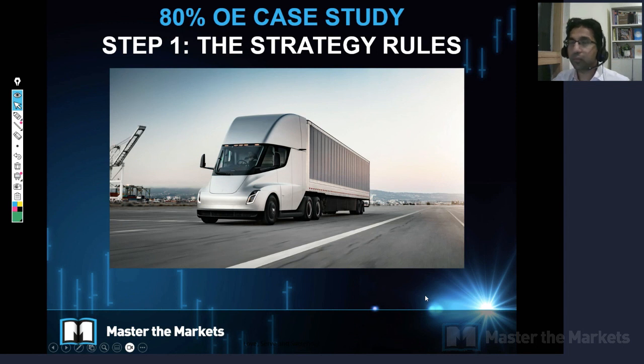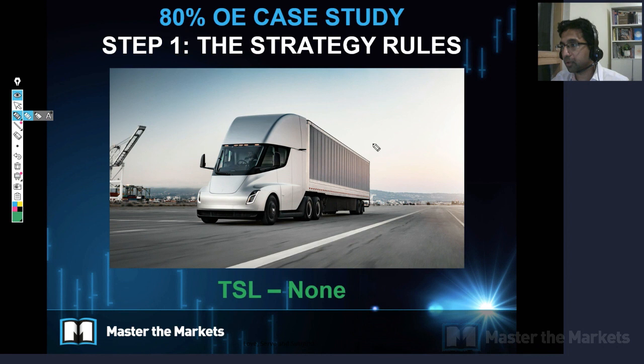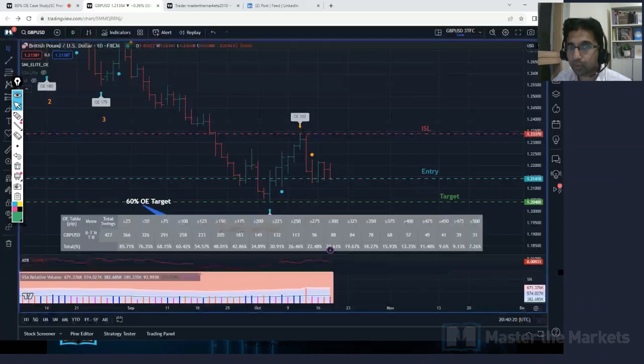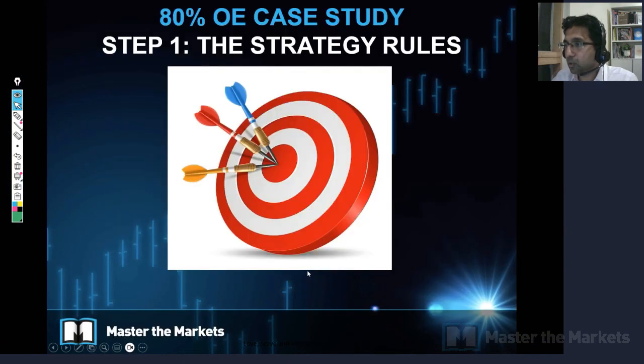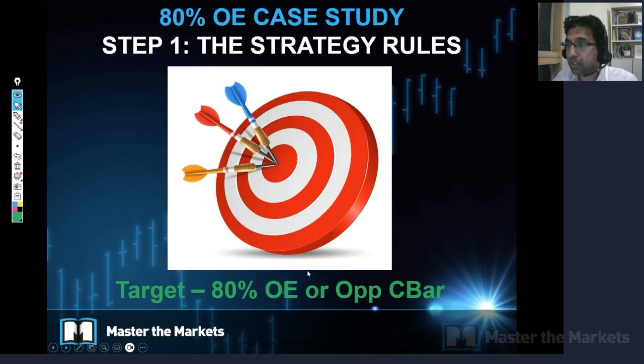Then finally, we got the trailing stop loss component. Remember we talked about this in the 7-part video series. In the trailing stop loss, we are not going to have anything. So we're not going to trail the stop loss. We're just going to keep it at the initial stop loss in this very simple strategy. And the final thing is the target component, we're going to keep it for the 80% open equity distance.